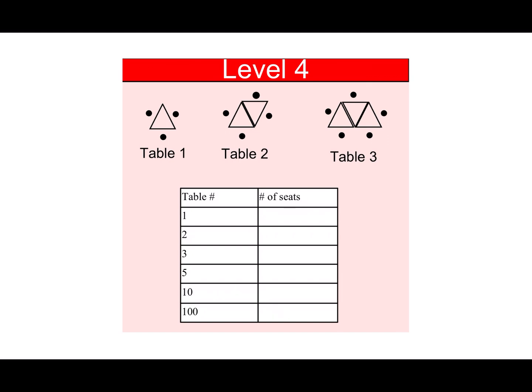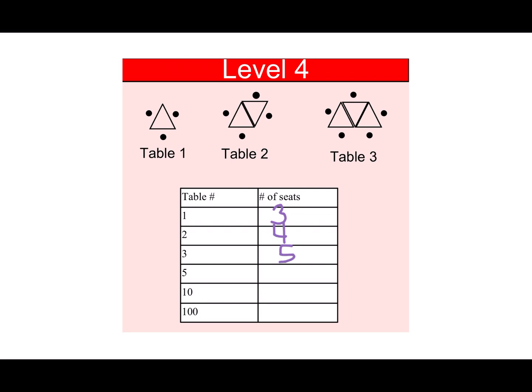Okay, the last one, I'm just going to show you how to set up level 4. I'm not actually going to do it for you. It's just going to show you that you need to start with a chart. So table 1, how many seats does it have? Well, each dot represents a seat, so this is 3. Table 2, how many seats does it have? Well, there are 4 dots, so it's 4. Table 3, how many seats does it have? 1, 2, 3, 4, 5.